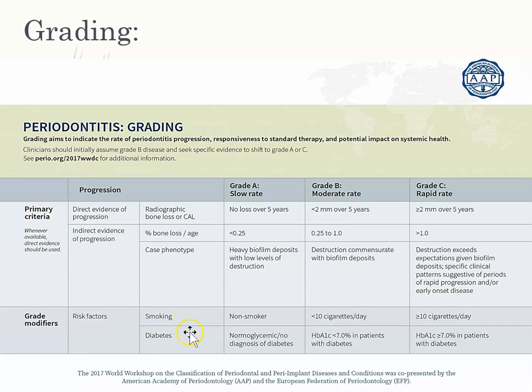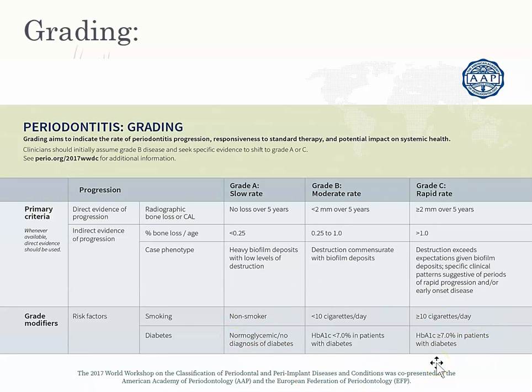Grading looks at the rate of periodontitis progression. Is the bone gonna resorb at a slow rate? Is the bone gonna resorb at a moderate rate? Or is the bone gonna resorb at a rapid or a quick rate? And so they look at radiographic bone loss over the past 5 years, how much bone loss has occurred. They look at percent bone loss over age. I'm going to show you how to do that. And then they have modifiers. So if you're a smoker or diabetic, you follow this category over here.